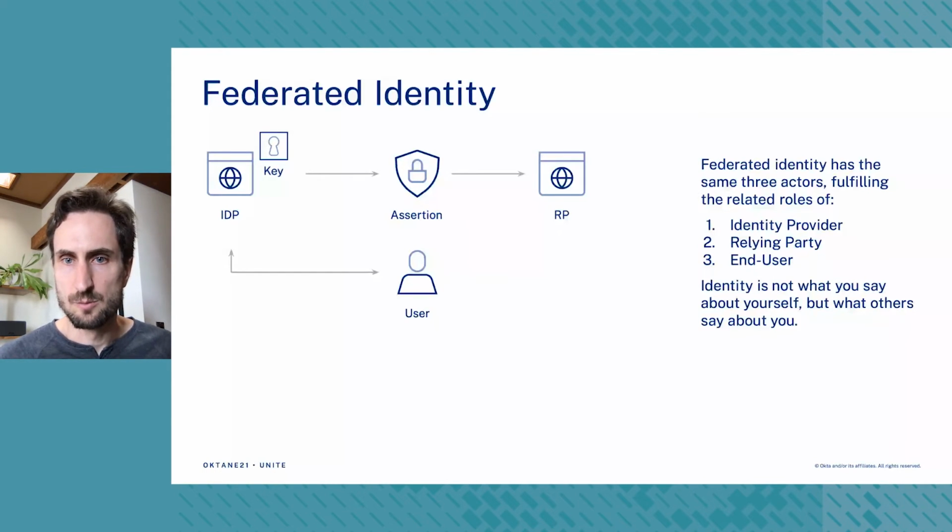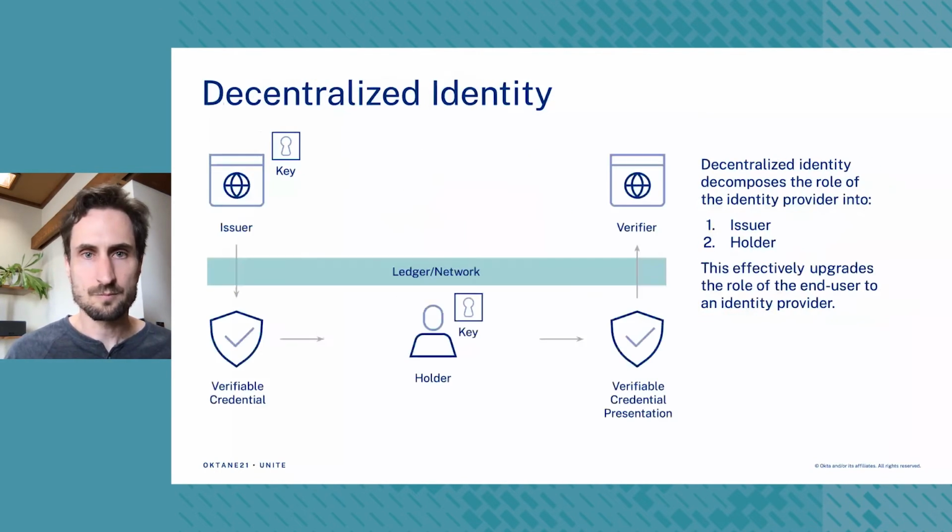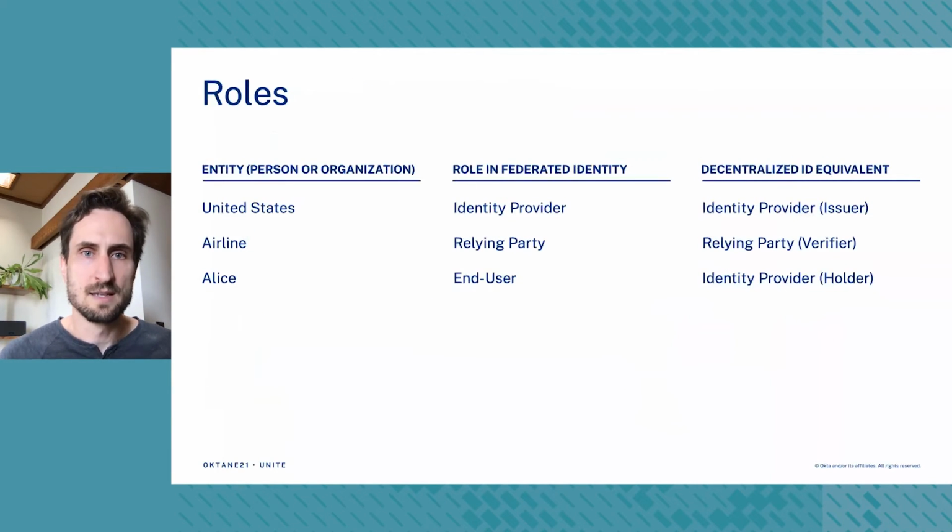While this statement has broader, more philosophical meaning, it highlights the inability of an individual to speak for themselves within federated identity. When we map these roles into decentralized identity, the role of identity provider is decomposed into issuer and holder. Combining with shifting the transfer of credentials through the user, this effectively upgrades the role of the user to that of an identity provider. This allows individuals to now say things about themselves. This point is important, so let's restate the mapping of roles in decentralized identity in their equivalent federated identity terminology.